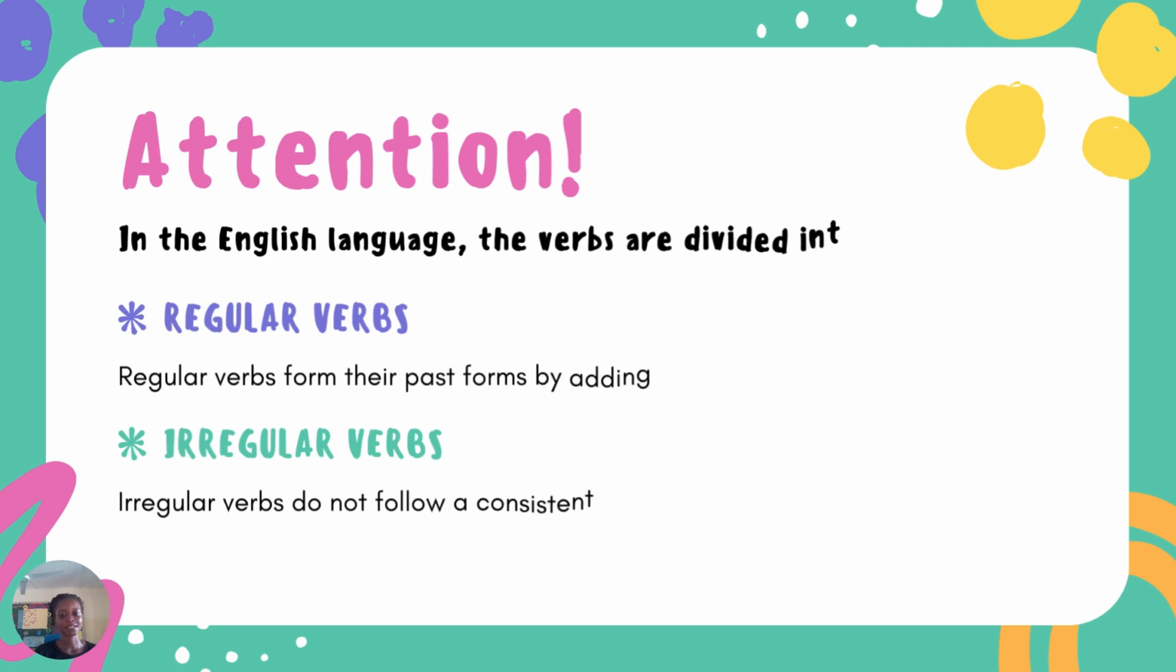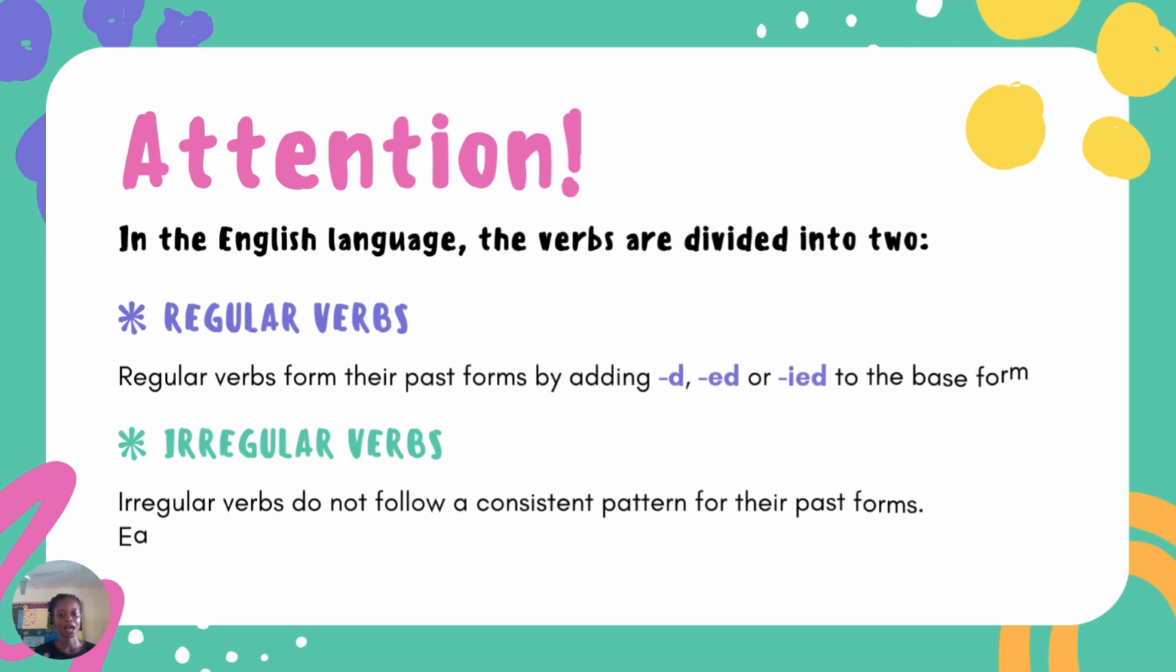Now, the next thing we're going to be looking at is how our verbs are divided. Verbs are basically divided into two parts. We have regular verbs and then the irregular verbs. Regular verbs' past forms are formed by adding the letter d, ed, or ied to the base form. That only applies for regular verbs.